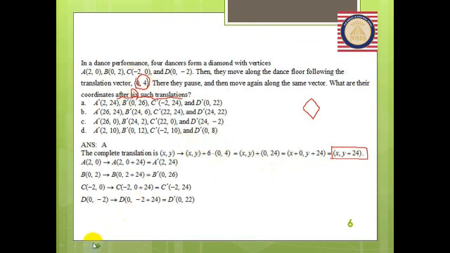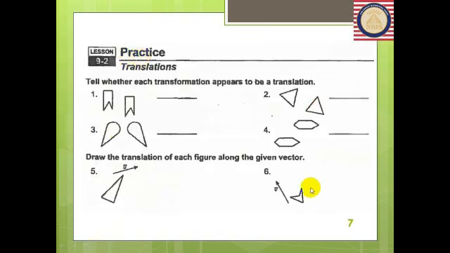Of course, you can return back to the video to see more explanation for this. Today we're going to solve the practice.